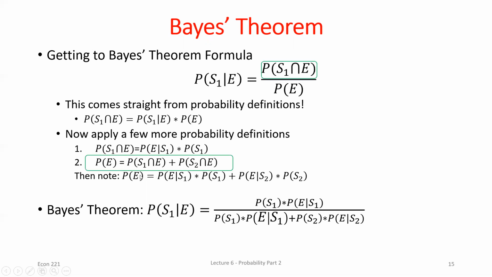And now if I just plug everything in, so I have these colors that kind of correspond, right? If I plug this guy into the numerator and then this guy into the denominator, right? I'm just substituting equations here. I eventually get that if I want this conditional probability, I could find it using this, right?